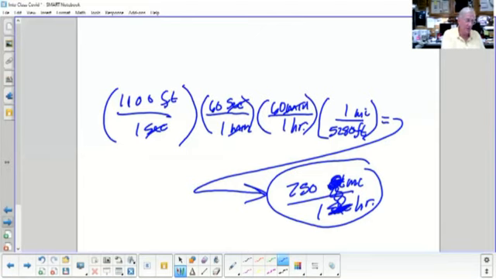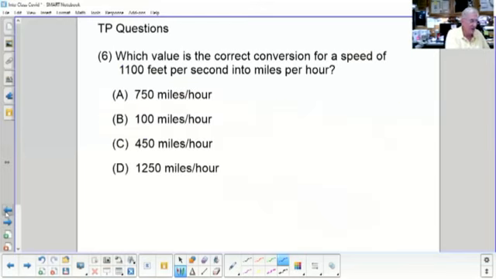So what was left over on top was miles. What was left over on the bottom was hours. So we know the answer is in miles per hour. It's 750 miles you would travel in 1 hour. Okay? All right. And you can see our answer is there. It is choice A.